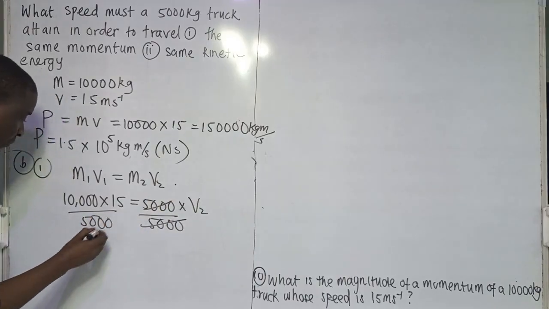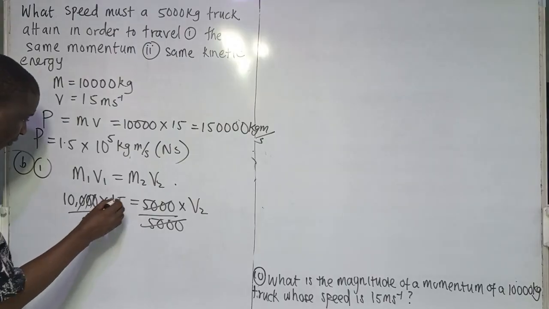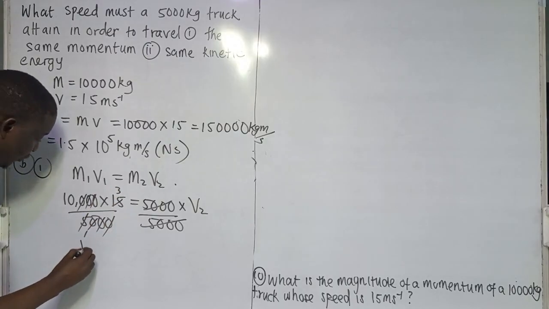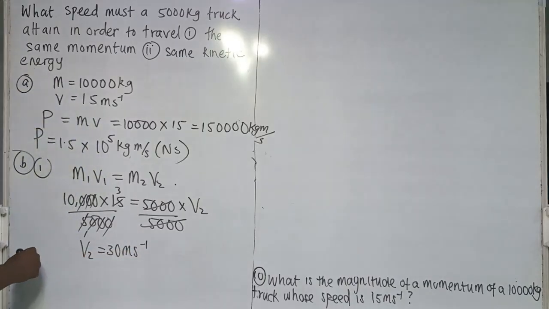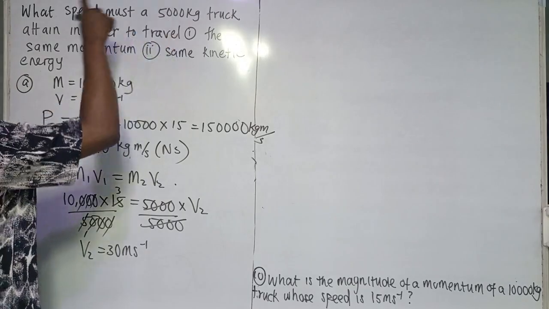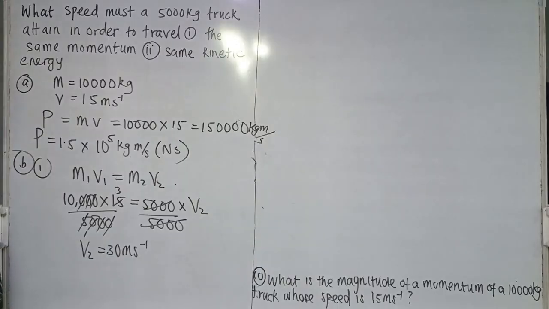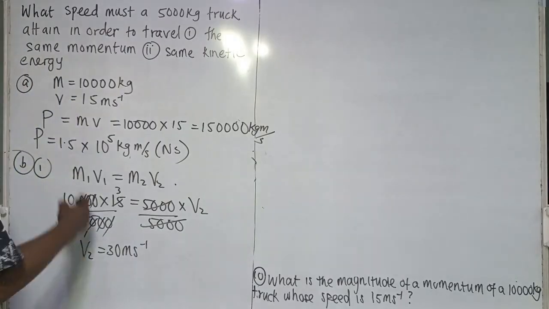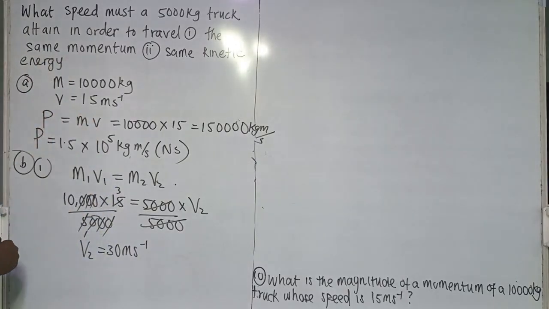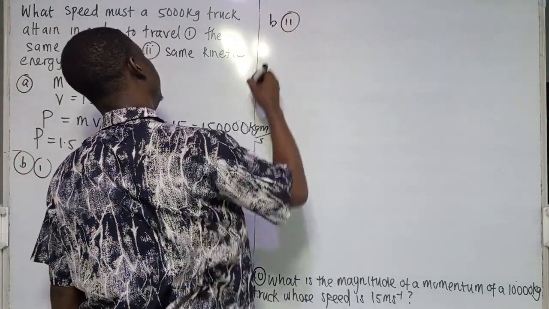This one will cancel this, cancel this, cancel this. So 5 here, 3 here, and I want to have V2 equal to 30 meters per second. So that is the speed of the 5,000 kilogram truck in order to have the same momentum as the 10,000 kilogram truck. Now let's go to the second part of B.